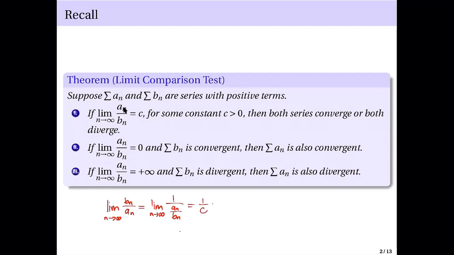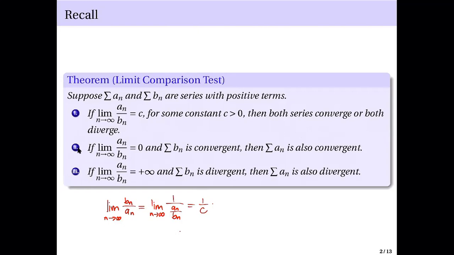Okay? So meaning, pwede mong pagpalitin yung pwesto ni AN at ni BN. Okay? Pwedeng AN over BN, pwedeng BN over AN. And both C or 1 over C are positive. And they have the same conclusion or the same convergence or divergence. So sometimes, instead of writing AN over BN, mas okay isulat yung BN over AN. Mas madaling i-simplify yung ratio. Okay? So ipapakita ko mamaya yon.